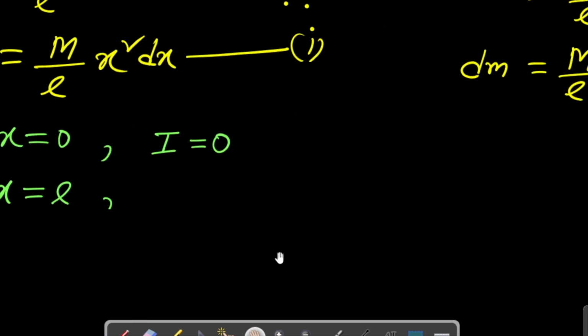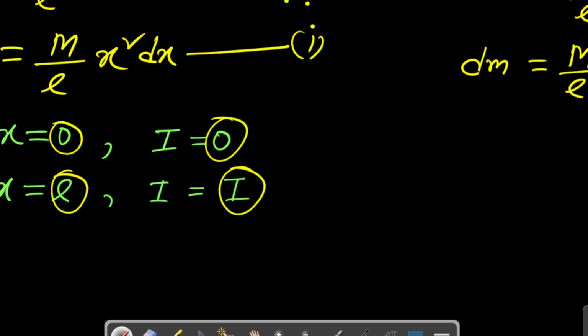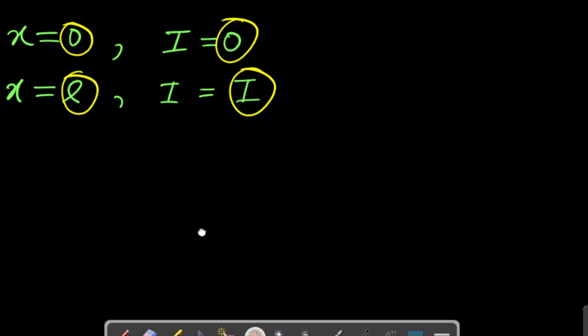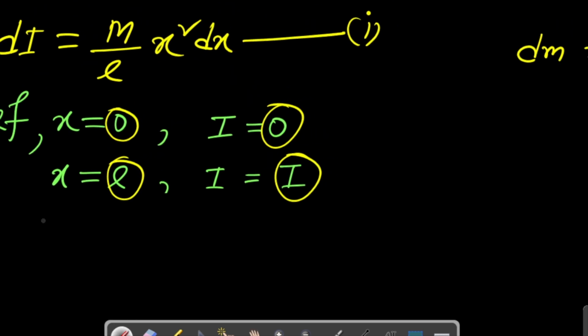Our duty is to find the moment of inertia. For the total length, we represent the moment of inertia by I, so this will be the total moment of inertia. This notation is very important. Here we can see this is the lower limit and this is the higher limit, and this is also the lower limit and this is also the higher limit. With these limits, if we integrate equation 1, we find the total moment of inertia.